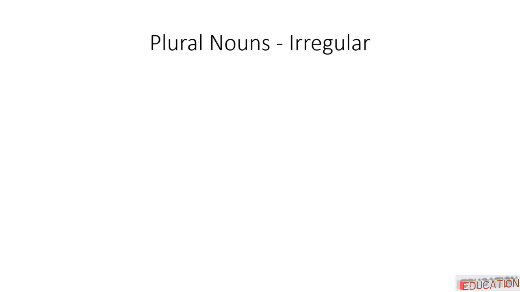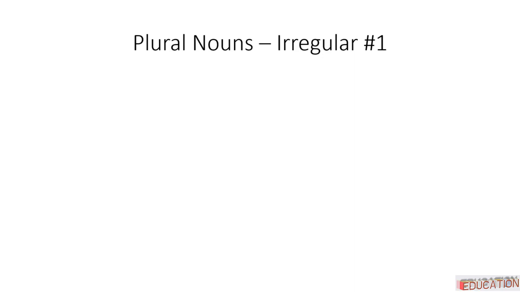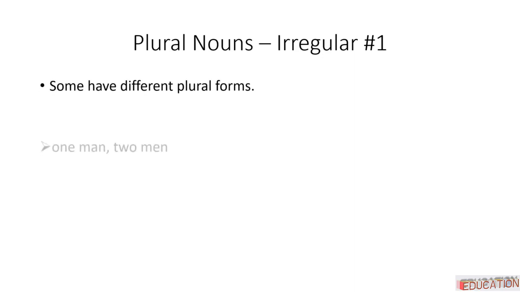We now look at some irregular plural forms for nouns. And there are many irregular plural forms. Some have different plural forms. Some have the same plural form as the singular. So we look at those that have different forms.